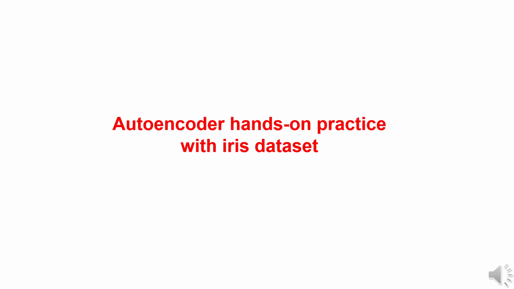In this video, we're going to implement an autoencoder through coding. Specifically, among the many things an autoencoder can do, we'll focus on dimensionality reduction using the iris dataset, and then compare the results with PCA, one of the most well-known dimensionality reduction methods. The coding files are available on GitHub, so feel free to download them and try running the code yourself.